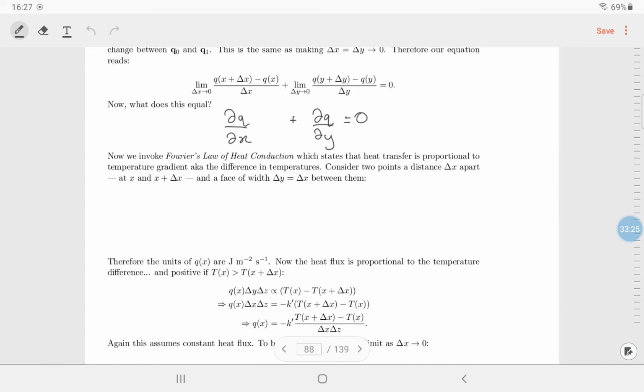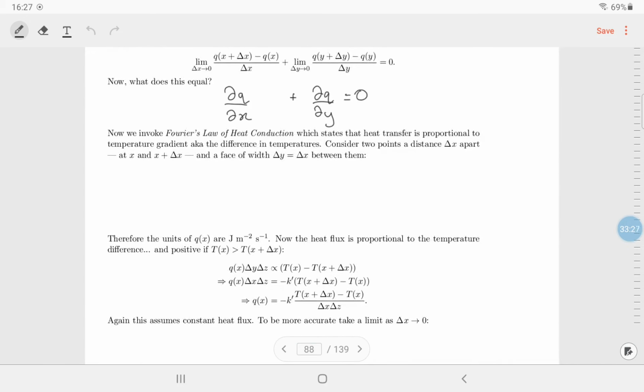So now what we use is we use something called Fourier's law of heat conduction. And it says that heat transfer is proportional to the temperature gradient. Okay, so what we're going to have is, how am I going to do this? So we've got a face. What the hell am I talking about here? Not sure.